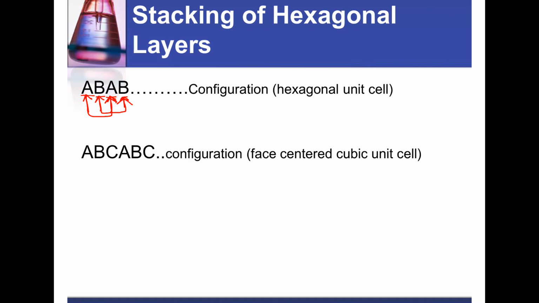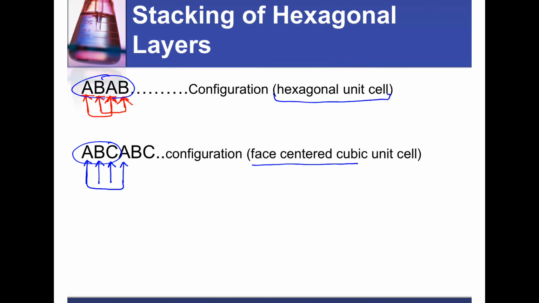That's not the only option. We have other options like this down here. And on this one, we have one layer with an orientation, then a second layer, and then a third layer with a different orientation. And it isn't until the fourth layer that we see a repeating orientation. And so that's called an ABC pattern. And it works out that the AB pattern makes a hexagonal unit cell, and an ABC pattern makes a face-centered cubic.